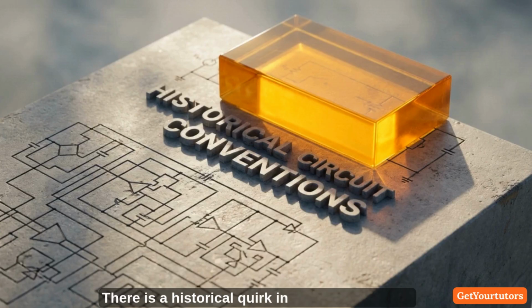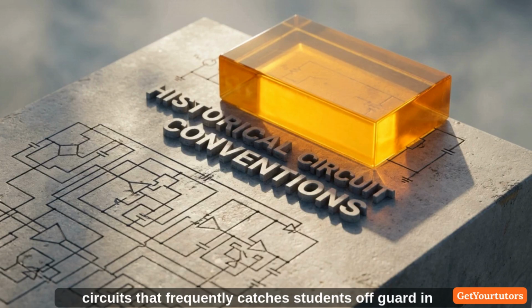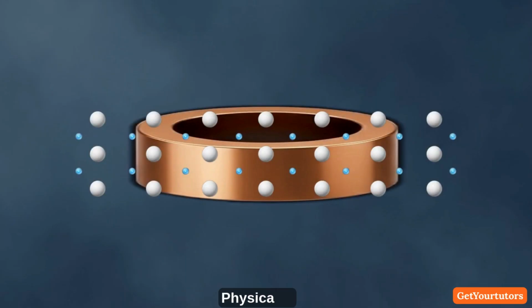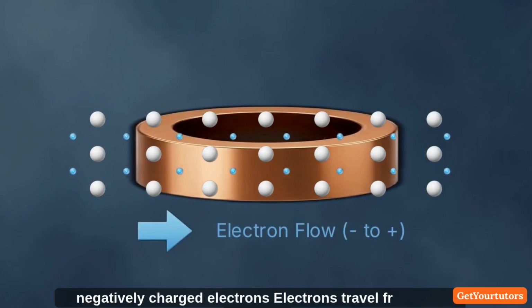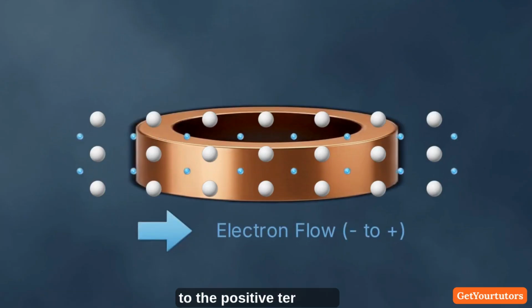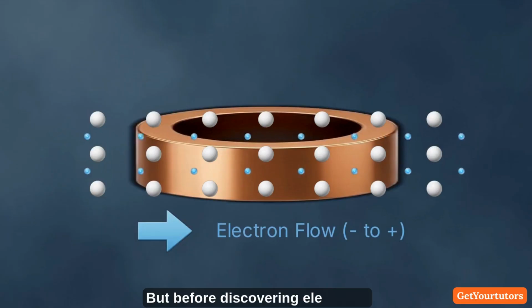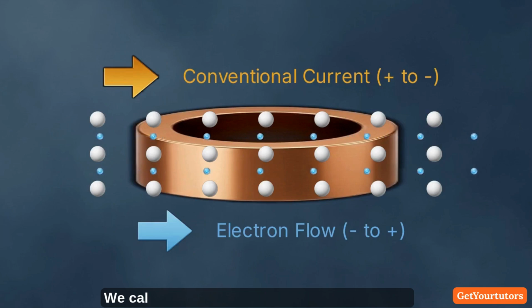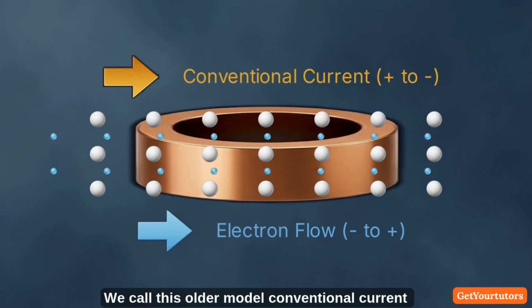There is a historical quirk in how we talk about circuits that frequently catches students off guard in exams. This diagram illustrates electron flow. Physically, negatively charged electrons travel from the negative terminal to the positive terminal. But before discovering electrons, scientists guessed charge flows from positive to negative. We call this older model conventional current.